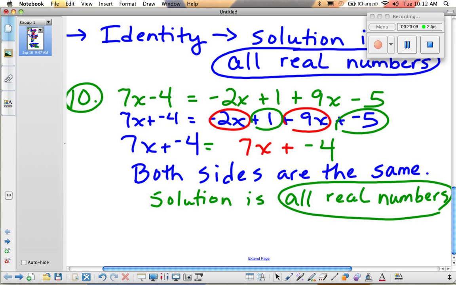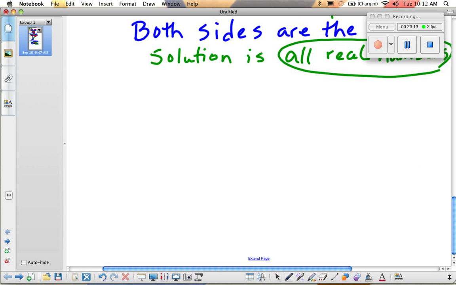We're going to try one more. Okay, number 14. And then we'll be done. Oh no, we got to do number 11 first, sorry. I lied to you. Number 11. Okay, number 11, write down your equation.